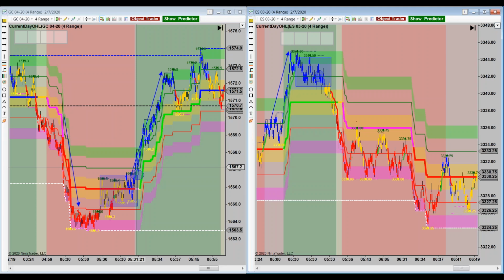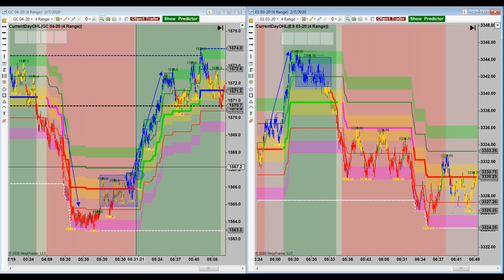GC Gold on the left or ES, E-mini S&P futures on the right? 2 seconds left. Who led the break? One second. Who was the leader? Who was the leader on Friday morning? Time's up. Gold. Good. All of you said gold. Perfect.